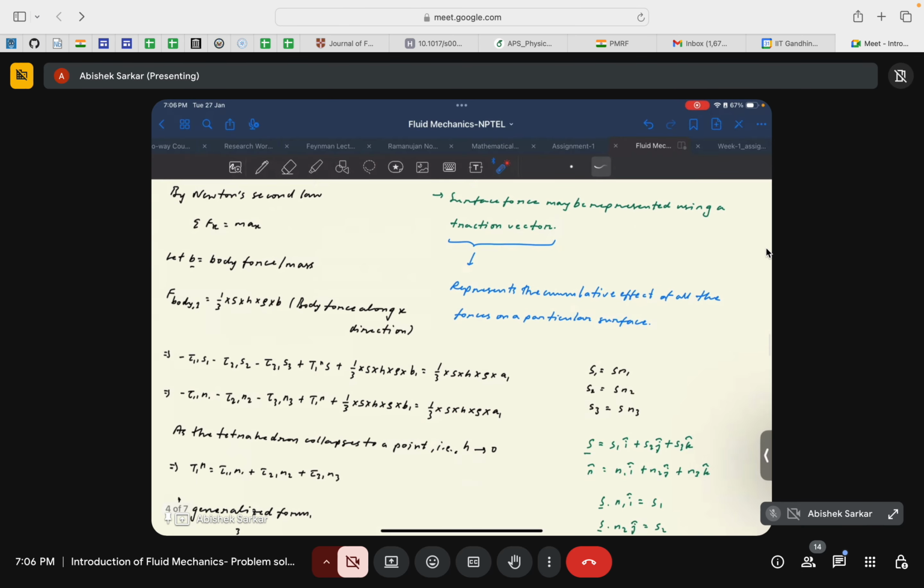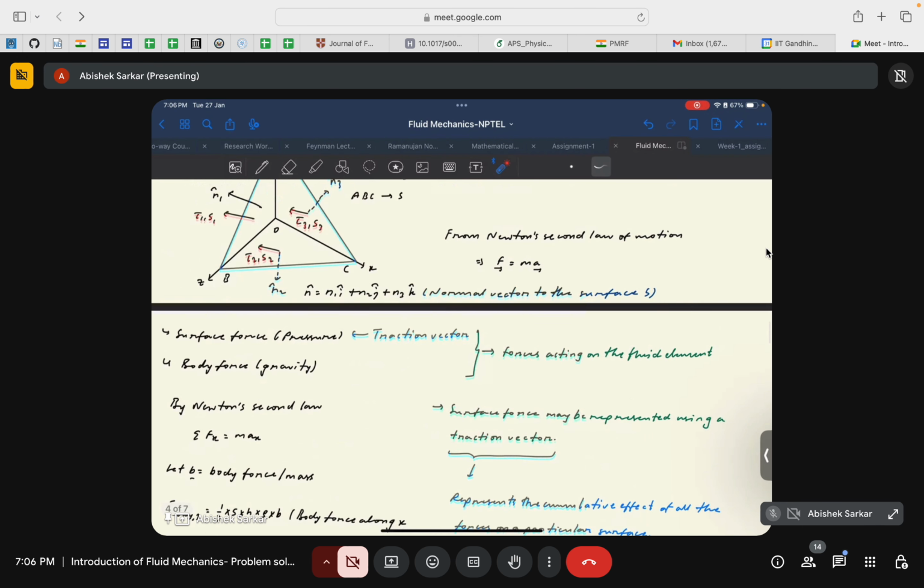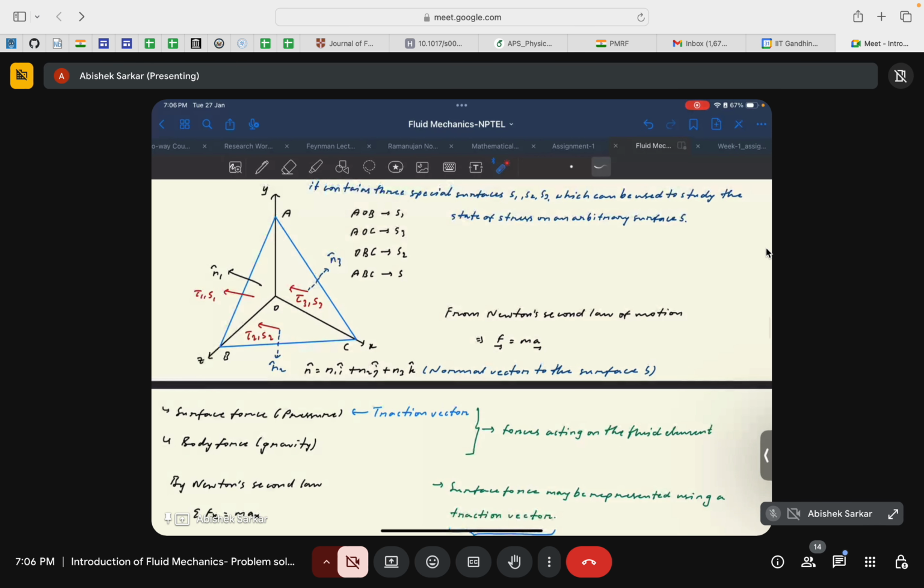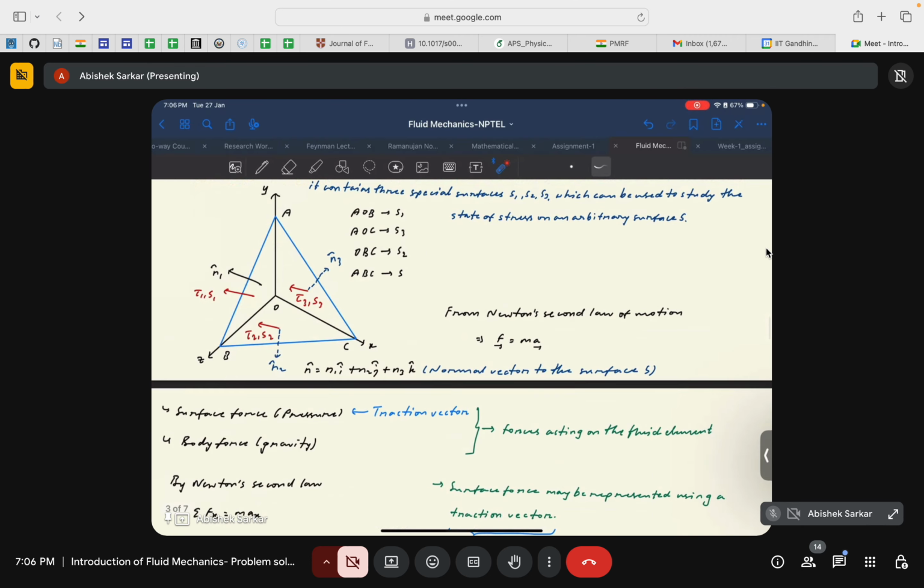Okay, so now, since I told you that these surfaces are the special surfaces which align along the special directions of x, y, and z, if you look into this surface ABC, if I just go back, this surface is basically the projection, or we can say that these special surfaces are basically the projection of this surface ABC on these respective planes.